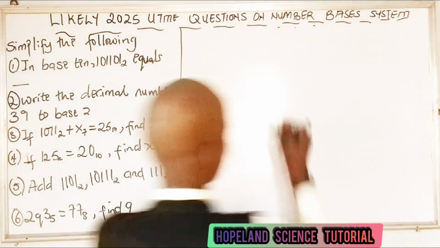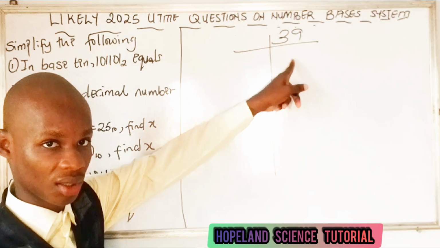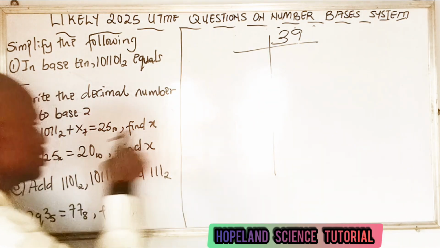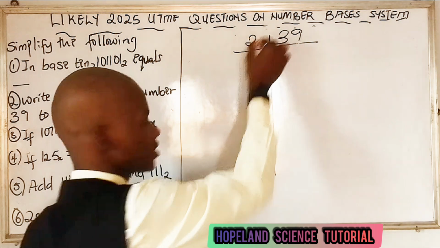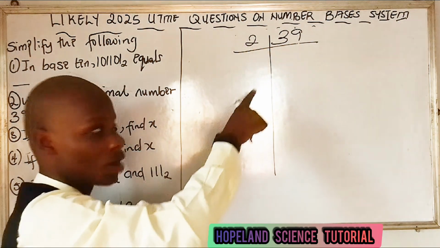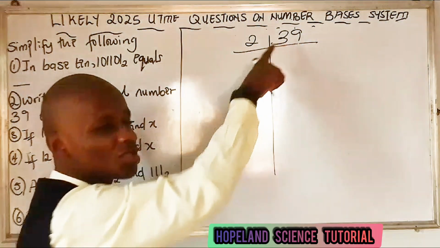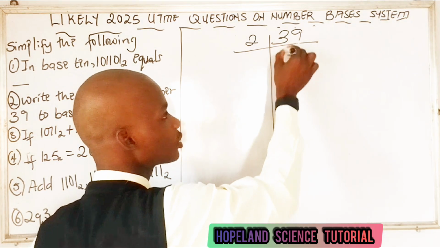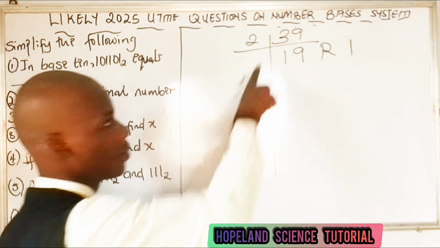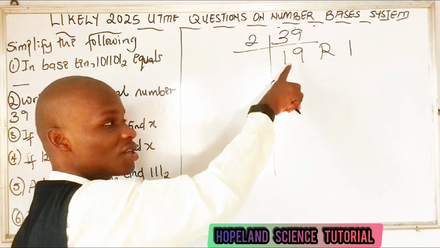It's very simple. Now draw a 2-column table. The number in base 10, 39, should be written on one side, while the base you are converting to, in this case base 2, will be written on this side. Now we will use the base we are converting to, the 2, to divide the number given to us here, 39. Now 2 going into 39 gives us 19 remainder 1. Remember 2 times 19 is 38, remainder 1, right?